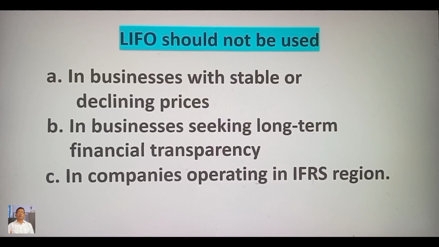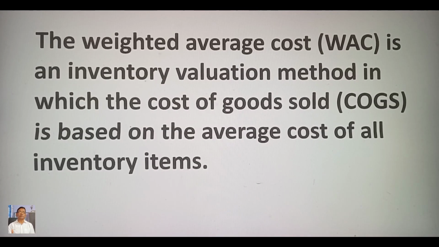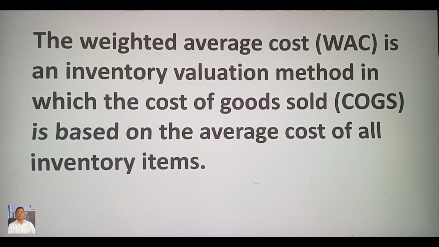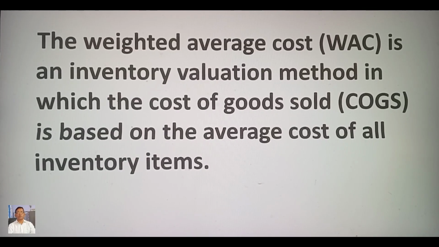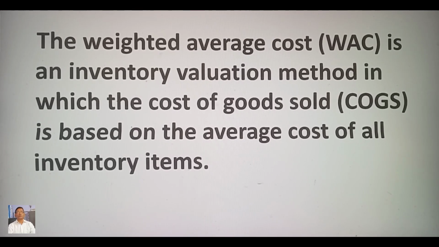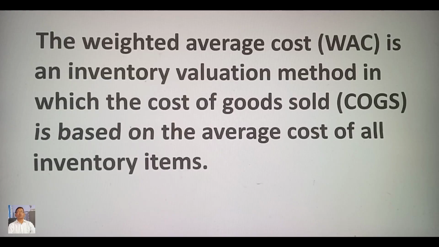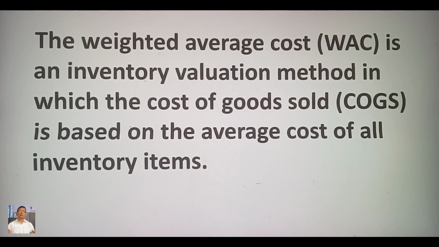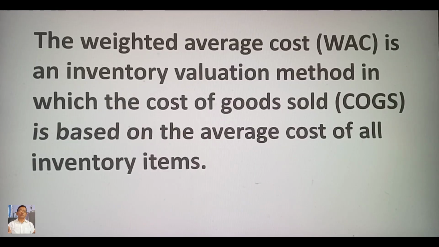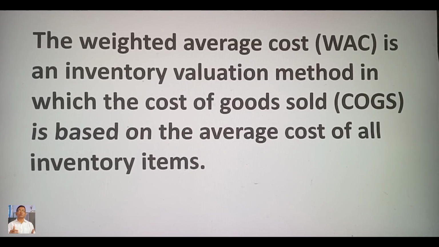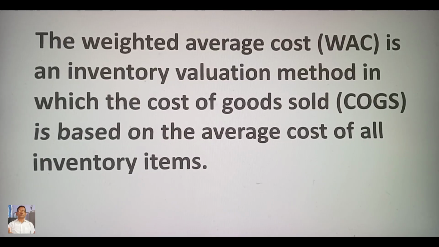Fourth valuation method is WAC, weighted average cost. The weighted average cost, WAC, is an inventory valuation method in which the cost of goods sold, COGS, is based on the average cost of all inventory items. This method takes into account the cost of all inventory items purchased during a period and the average cost per unit of inventory.